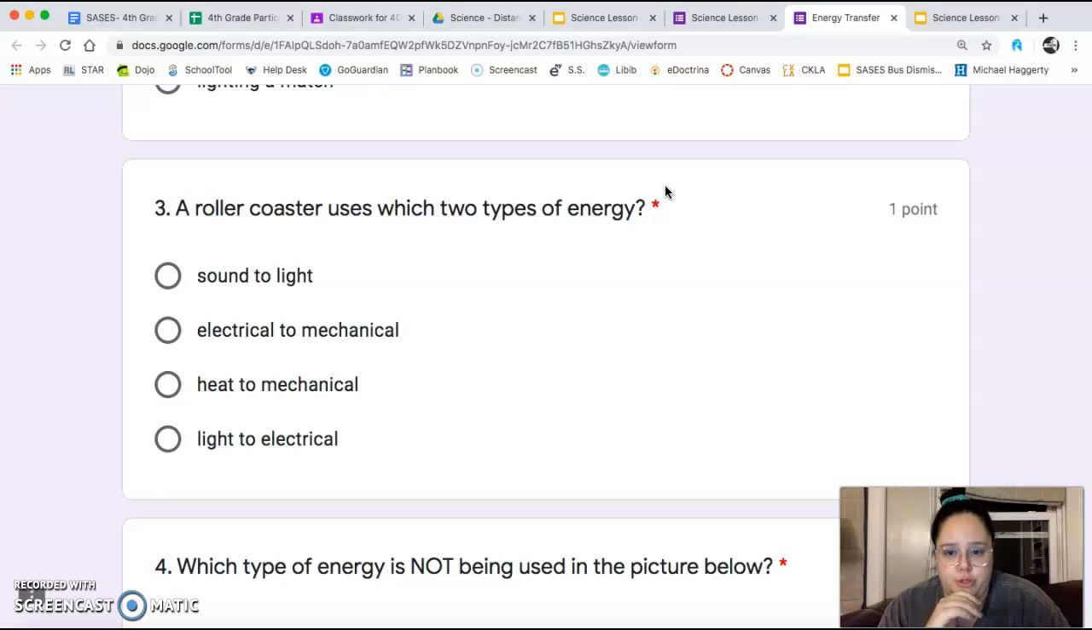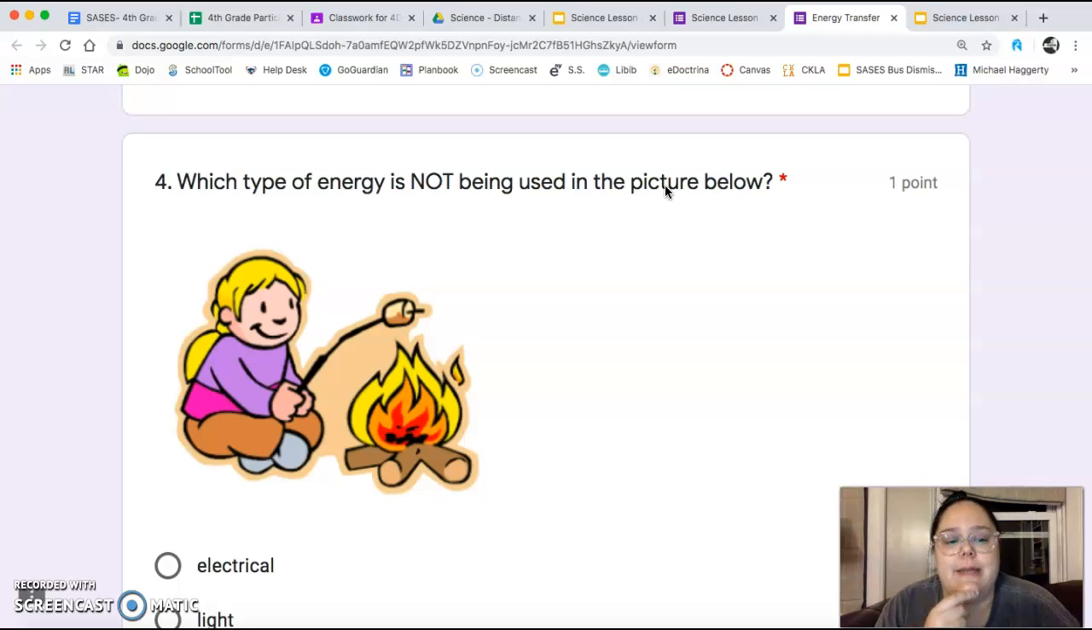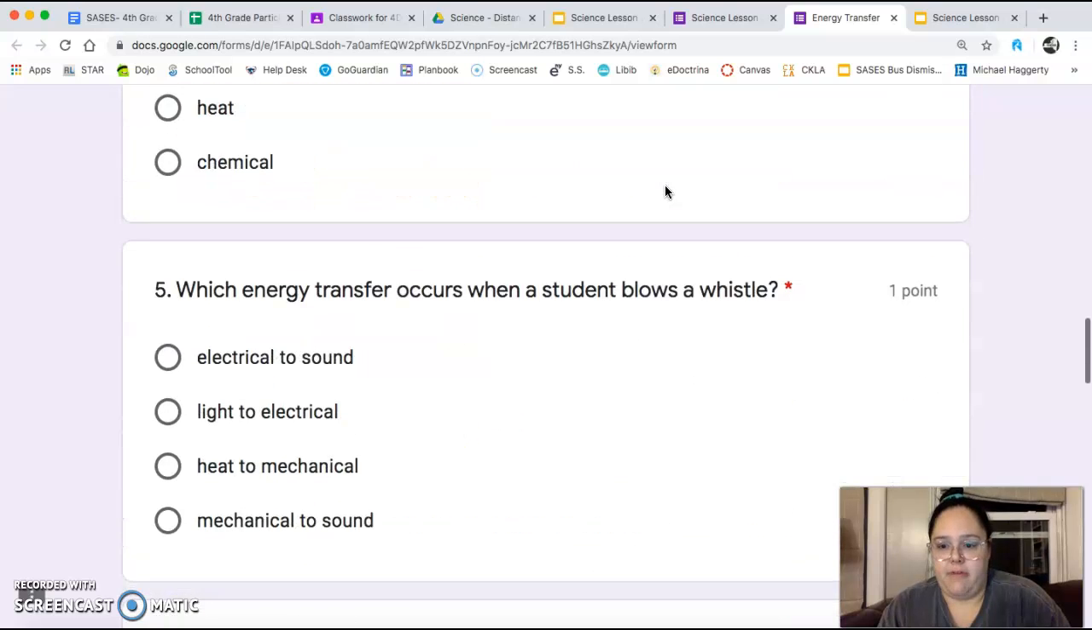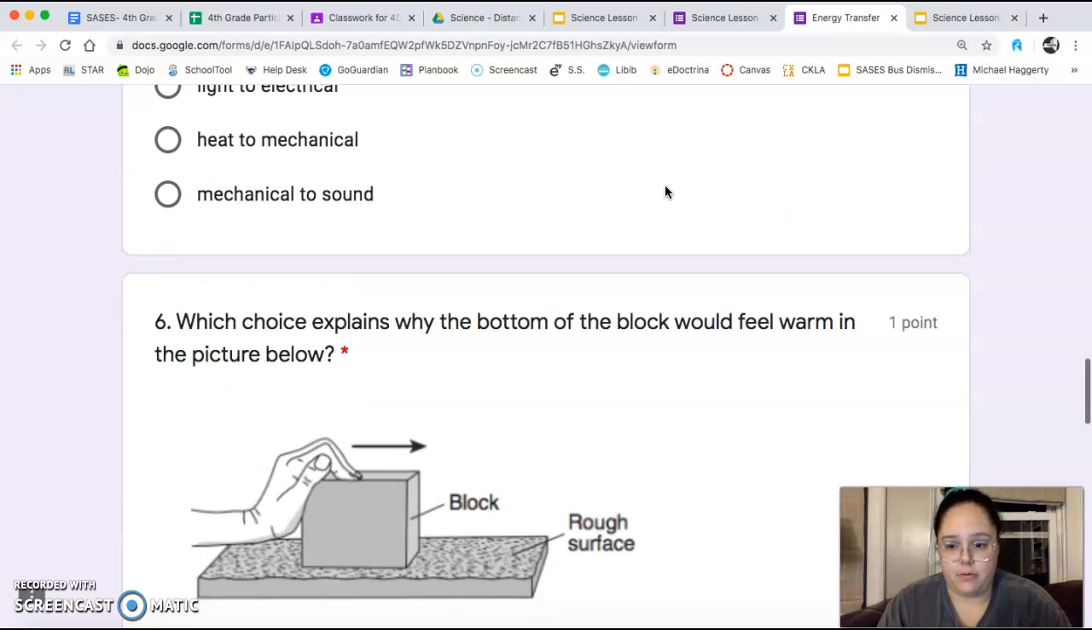Number 3, a roller coaster uses which 2 types of energy? Number 4, which type of energy is not being used in the picture below? Keyword not. Look at all the different forms of energy that are happening there. Number 5, which energy transfer occurs when a student blows a whistle? So walk yourself through that. What types of energy is that?